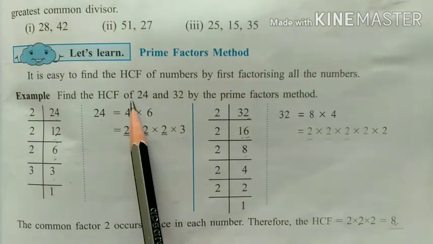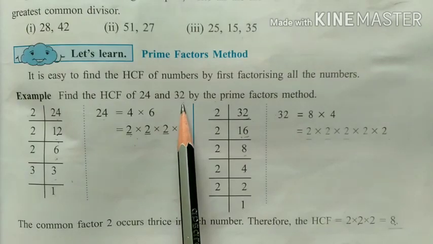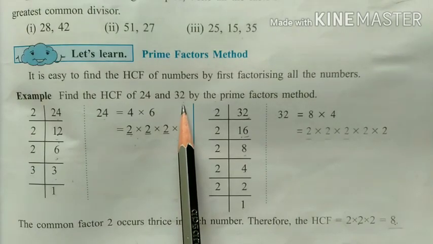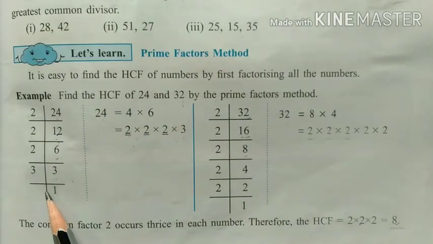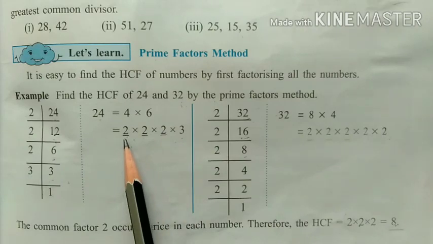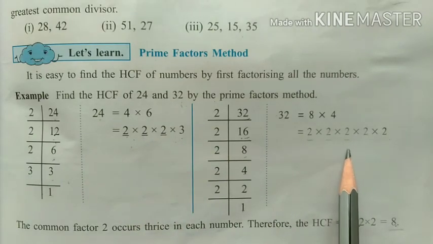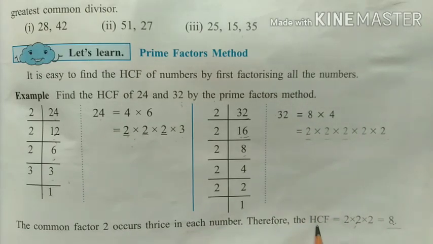HCF of 24 and 32. Let me explain the steps. First, write the prime factors of the given numbers, either in vertical arrangement or horizontal arrangement. Then, underline the common prime factors. The product of the common prime factors is the HCF of the given numbers. Let us solve the example.